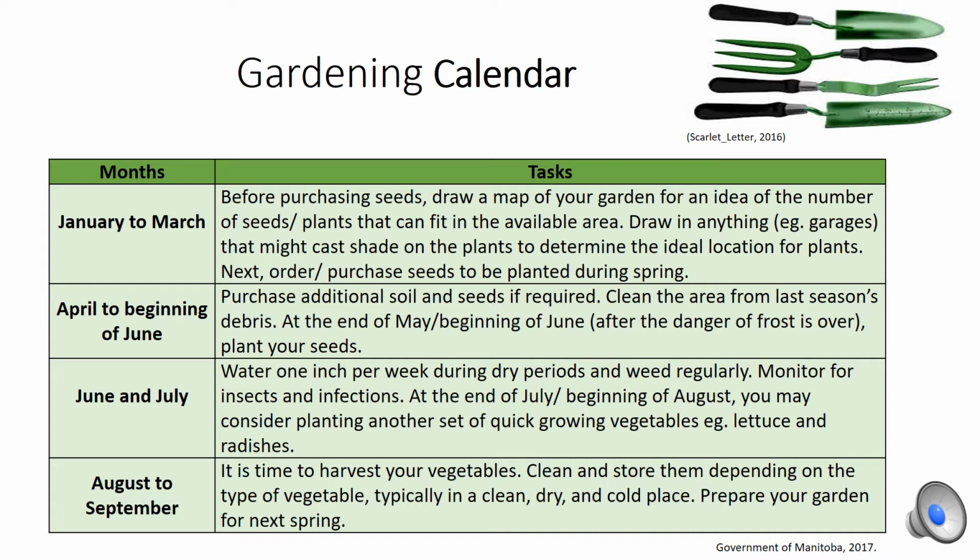At the end of July, beginning of August, you may consider planting another set of quick-growing vegetables, such as lettuce and radishes. Then from August to September, it is time to harvest your vegetables. Clean and store them depending on the type of vegetable, typically in a clean, dry, and cold place. Then prepare your garden for next spring.